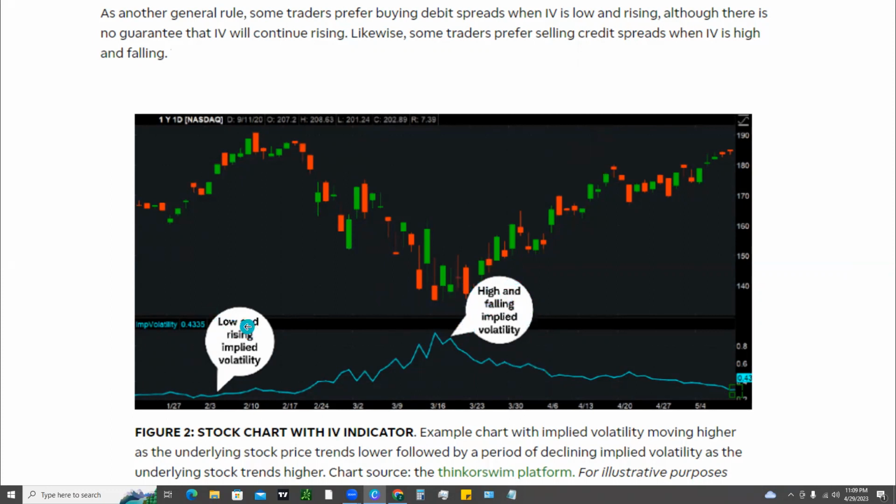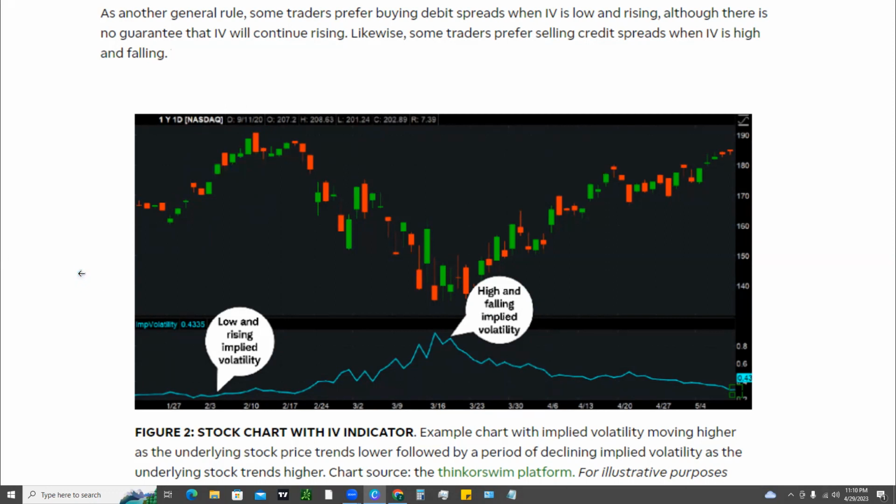And in this case right here, when you have low and rising implied volatility, you would be looking to make a purchase of a debit spread. And you could do that through puts, okay? But in this case, the stock actually went upwards and it was trading in an upward trend at this time. And we saw that the stock price also went up. So most likely you would be looking at some call debit spreads in this particular scenario.